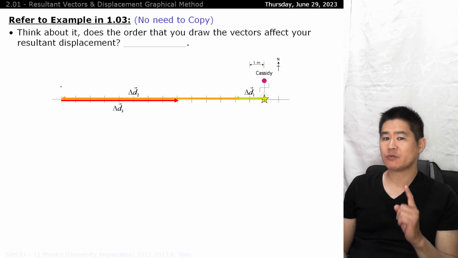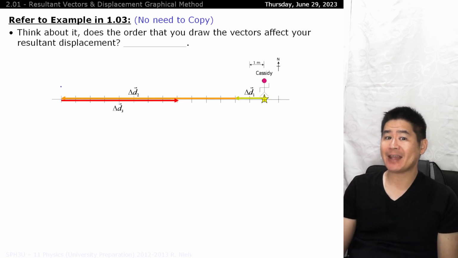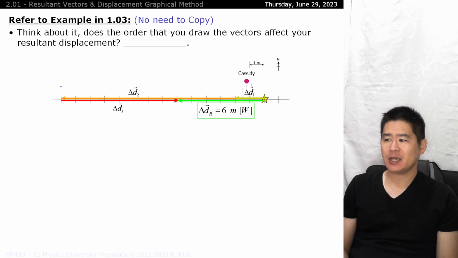Because don't forget, your resultant displacement points to where? That's right, to the head of the last vector drawn. So in this case over here, it should be pointing towards the left. Count out the spaces, and you'll find that Cassidy has displaced 6 meters from where she started. So does order really matter?